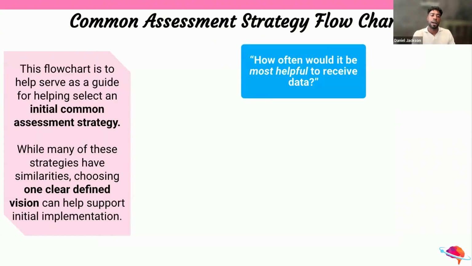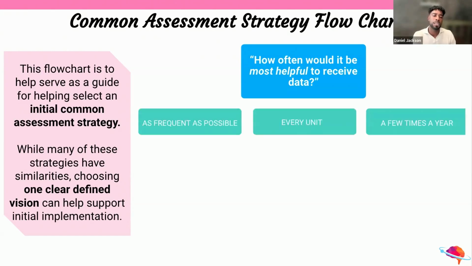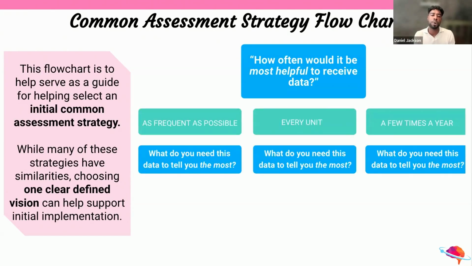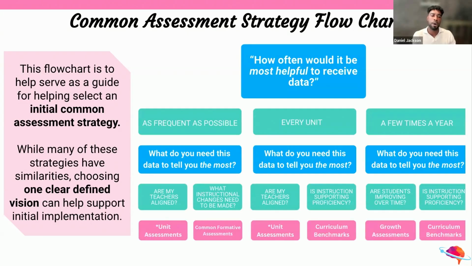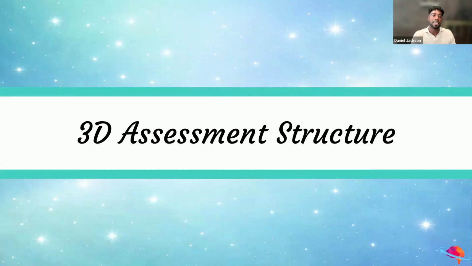So there's a flow chart here that will guide you to help you find the right starting point for your assessments. The easiest way is to ask yourself a couple questions. First, how often would it be most useful to receive data? And from there, what do you most need that data to tell you? Your answers will point you to one clear strategy to start with. And a lot of these approaches have overlap. So just committing to one vision and starting small is really what helps implementation stick. All right. And that's the foundation of the common assessments.